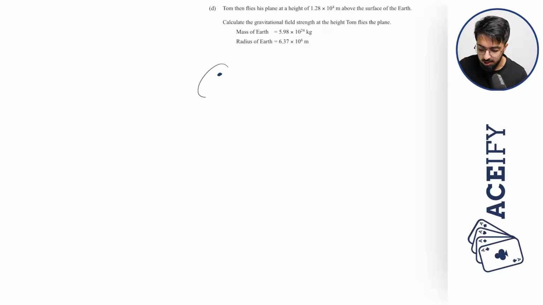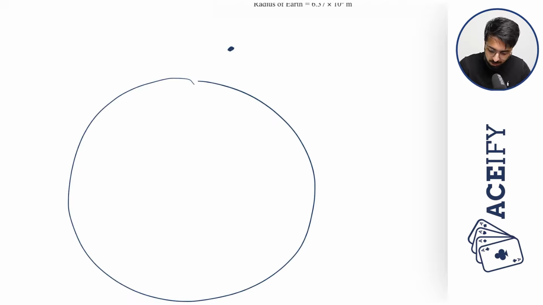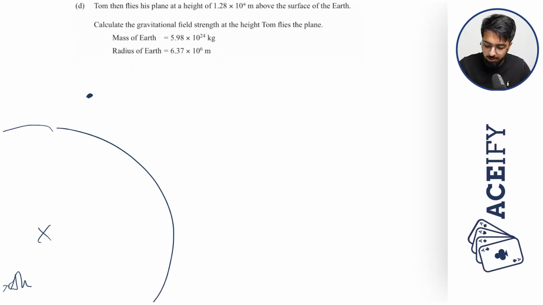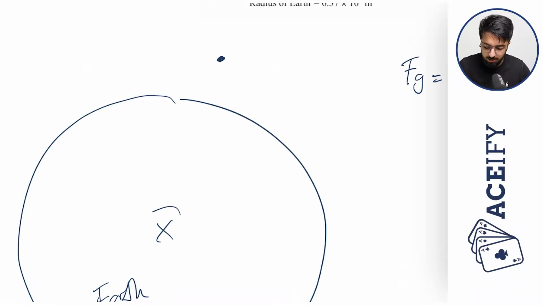So if we have Tom's plane as a point mass and we have our Earth right here, the center of mass of Earth is obviously going to be in the center. And remember, in our equation Fg is equal to the gravitational constant, big mass, little mass, all over r squared, this r squared is the distance between the two centers of mass of the objects. So it's the distance from the center of mass of Earth to the center of mass of Tom's plane. So it's this distance right here.